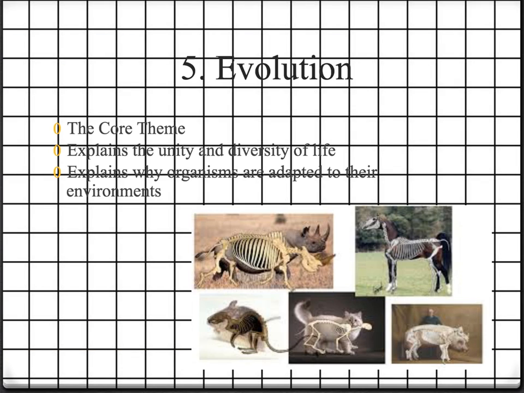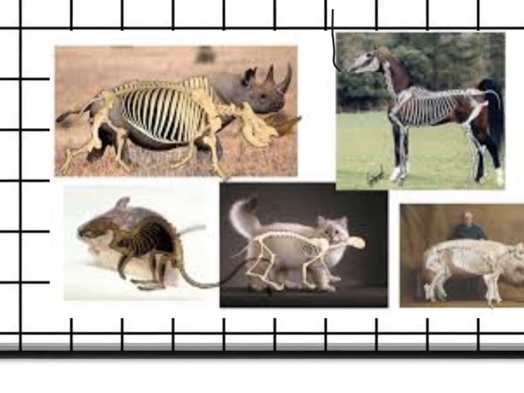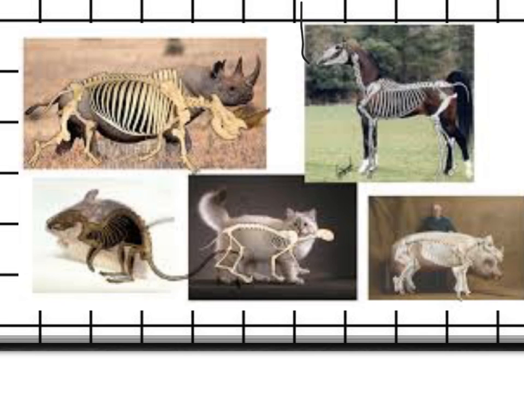Okay, that brings us to our final theme of evolution. And again, we said that was going to be our biggest theme. It is the core theme, and we can use evolution to explain why things seem to look the same, but also we have so much difference and diversity. As you can see in this picture, we've got the skeletons overlaid over what the organism actually looks like.